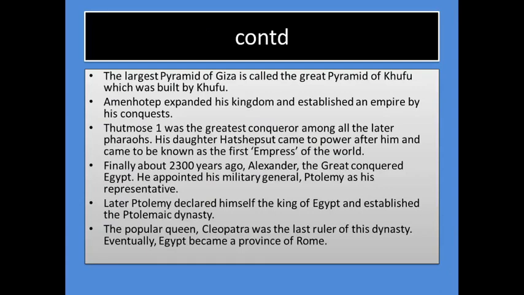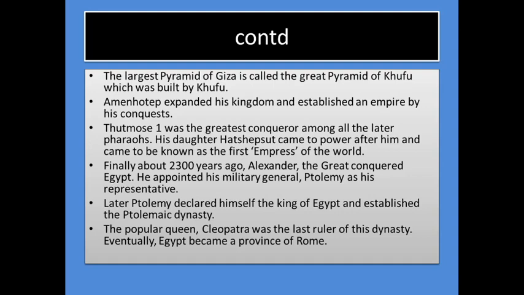Let me continue. The largest pyramid of Giza is called the Great Pyramid of Khufu, which was built by Khufu. Amenhotep expanded his kingdom and established an empire by his conquest. Thutmose I was the greatest conqueror among all the later pharaohs. His daughter Hatshepsut came to power after him and came to be known as the first empress of the world.